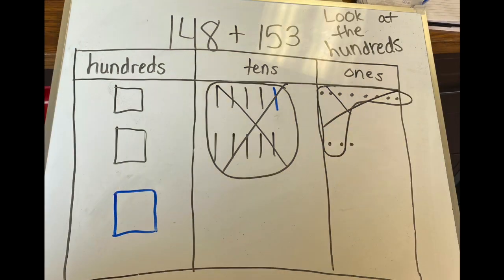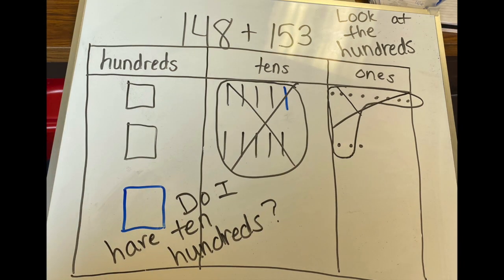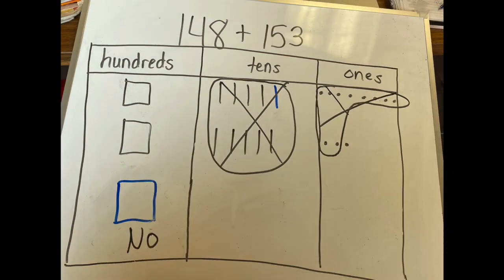Now I'm going to look at the hundreds place, and I have another question to ask myself. Do I have 10 hundreds? And right away I see that I only have 3 hundreds. That's not 10. So no, I do not have 10 hundreds. And now I just get to do the fun part of seeing what I have left over and writing that down in my table. And that will be my final answer, my sum.